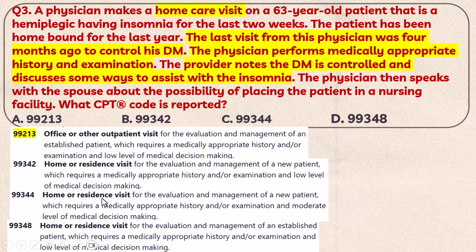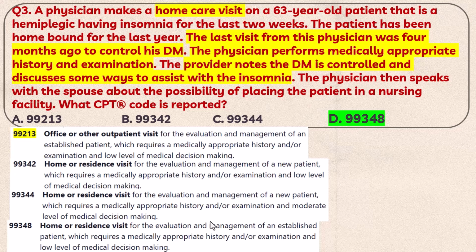99344 is home or residence visit for the evaluation and management of a new patient, but here it is an established patient. So 99348 is home or residence visit for the evaluation and management of an established patient, which requires medically appropriate history or examination and low level of medical decision making. So the correct answer will be answer D.